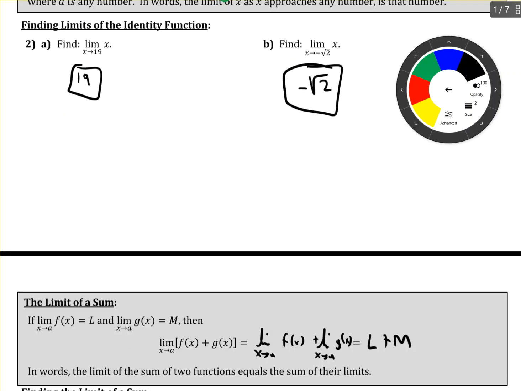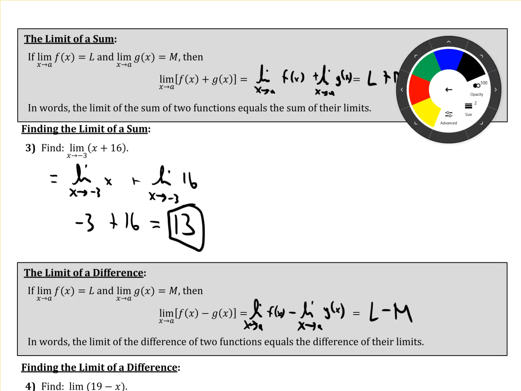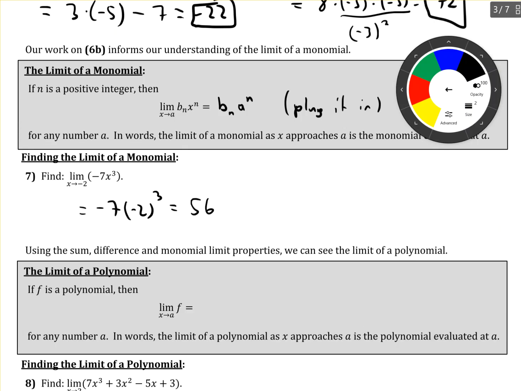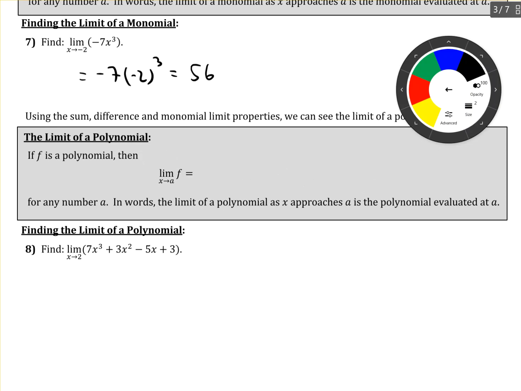If we take that combined with these limits of sum and difference up here, well, notice f of x and g of x, if they're both monomials and we add them together, we can just plug it into f, plug it into g. So by extension, if f is a polynomial, then the limit as x goes to a of f of x is going to be f of a. So for polynomials, it happens to be that the limit and the value of the function are the same.